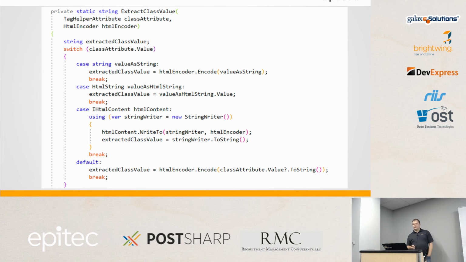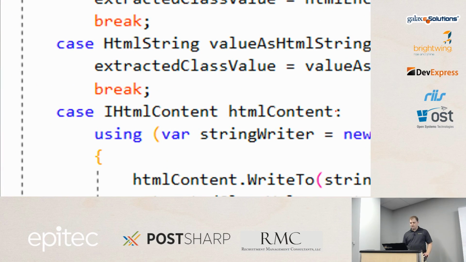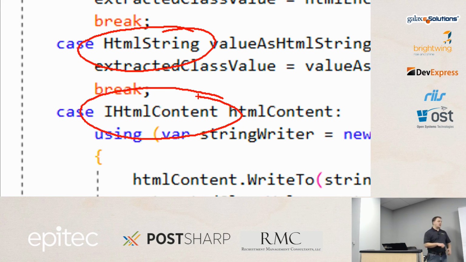Here's some code that is lifted out of the ASP.NET Core MVC code base. In this case, we're matching on a class attribute. The thing that's notable here is that we are going to match on both an HTML string and HTML content. I haven't shown code before where you can match on an interface, but you can do that. What makes this code interesting is that HTML string implements HTML content. And so technically a variable whose type was HTML string could match both of these.